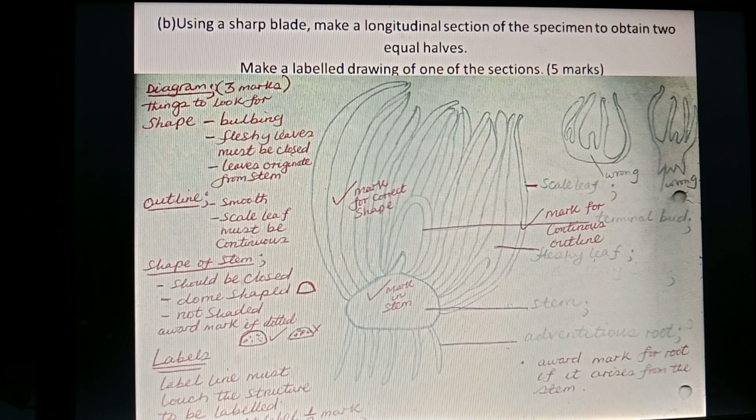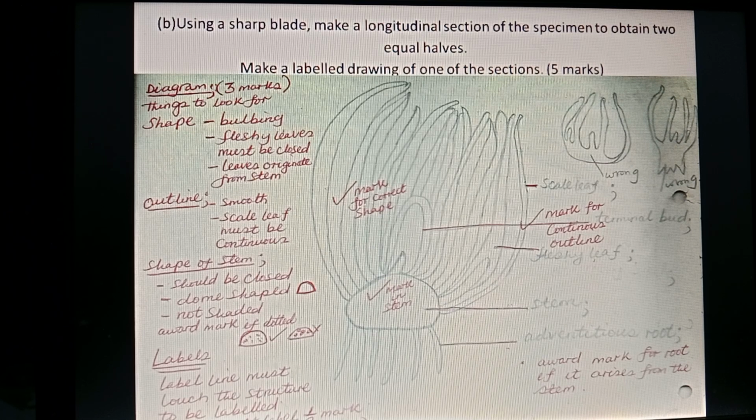And that is the diagram. Using a sharp blade, make a longitudinal section of the specimen to obtain 2 equal halves. You have seen them. Make a labelled drawing of one of the sections. You get 5 marks. And you can see where the marks were being put. Mark for correct shape. Mark for the stem. Mark for continuous outline.